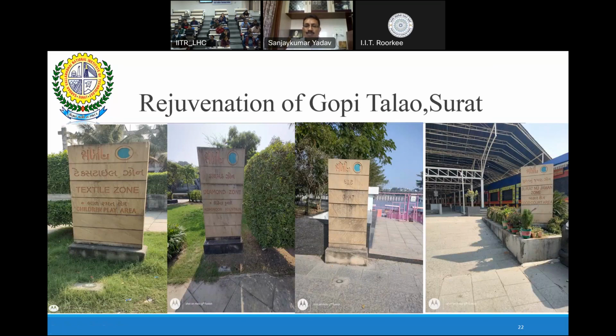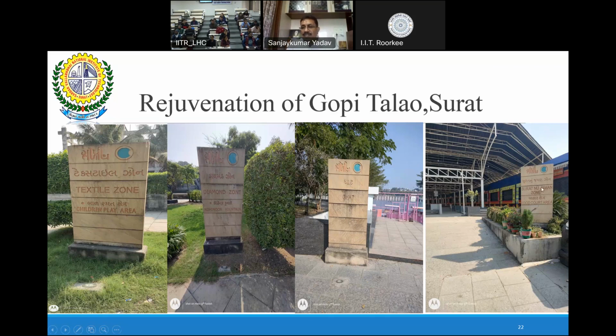Surat is famous for textile, diamond, green cover, etc., so various spaces have been given these names. Specifically, the textile zone is meant for a children's play area. The diamond zone is meant for a water fountain, that is an environmental area. The Dhobi Ghat and the Gopi Ghat were ghats for taking baths and all that, which is of course not allowed nowadays.